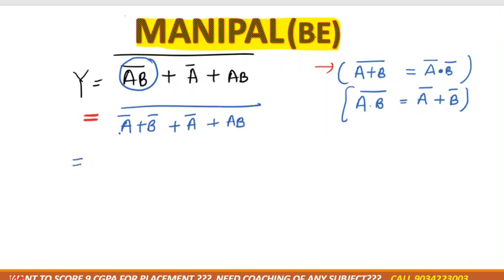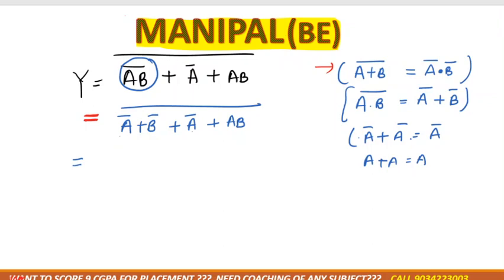Then after that, we'll have a bar plus a bar. A bar plus a bar is how much? That is a bar only, correct? As I told you, a plus a is a. Similarly, a bar plus a bar is also a bar, right? Then no, a plus a is not 0, a plus a is not 1, a plus a is a only. You can check it out from your solution.